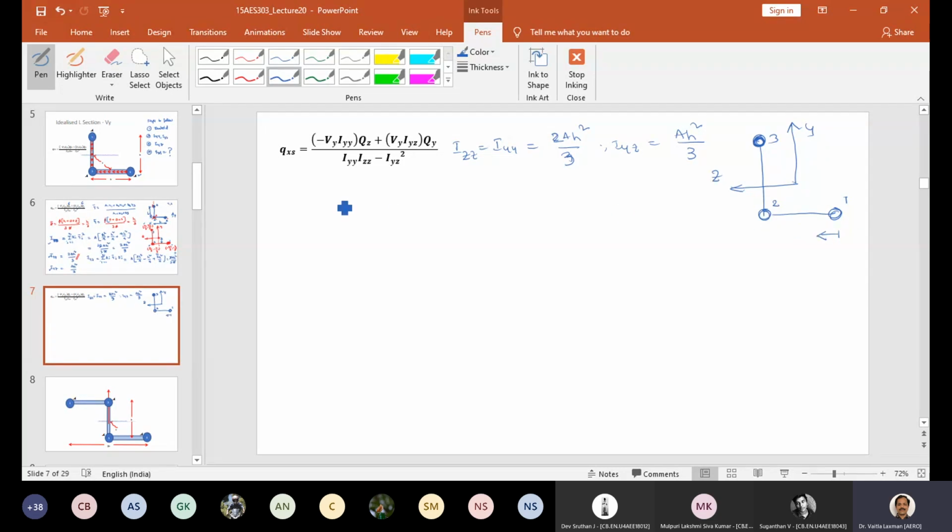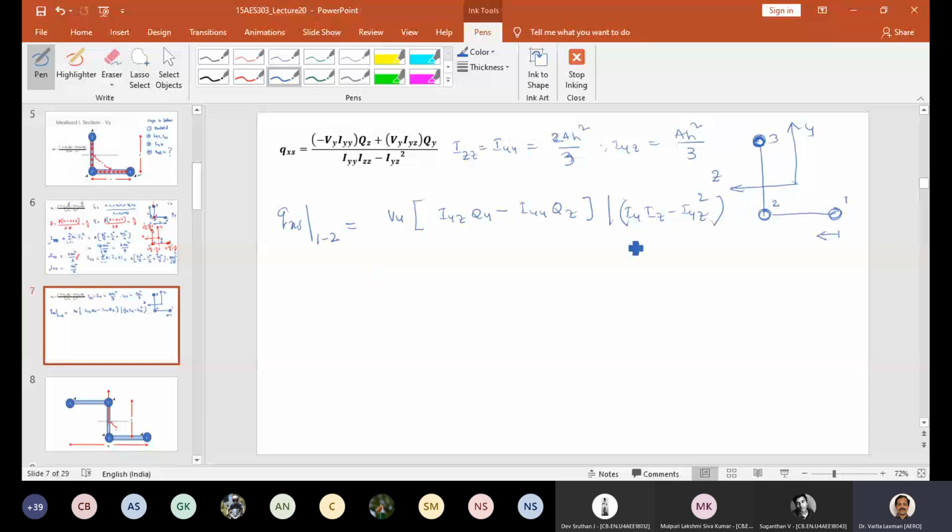Now I want to find the shear flow Qxs in 1 comma 2. This is also called the shear flow in 1. Then, yeah, you see that Vy is common. I am taking Vy common. Or I can do one calculation: Iyy into Izz minus Iyz whole squared also you can take off. Up to you. But I am taking Vy common. Then what do you get? Iyz into Qy minus Iyy into Qz, divided by Iyy Izz minus Iyz whole squared.